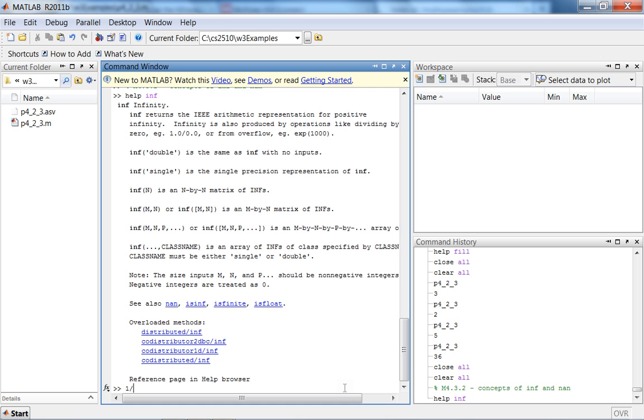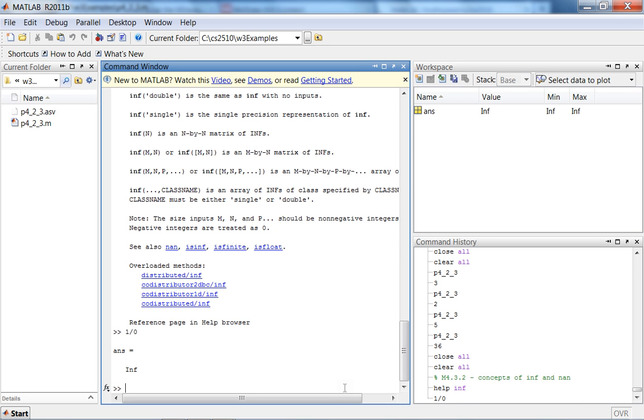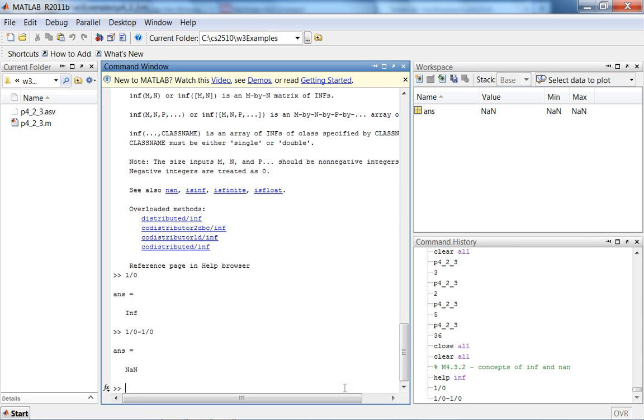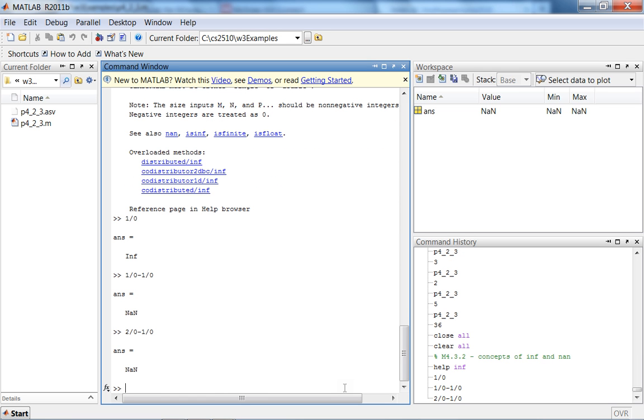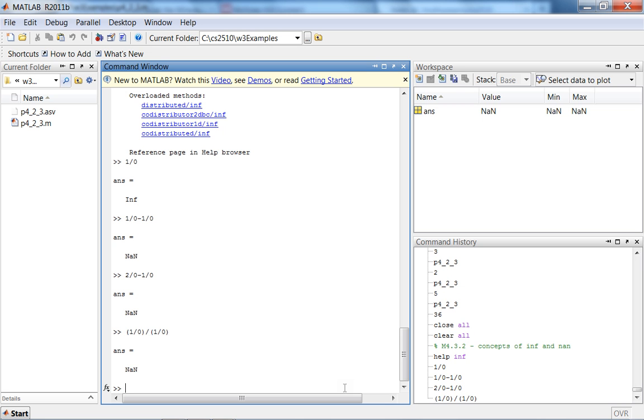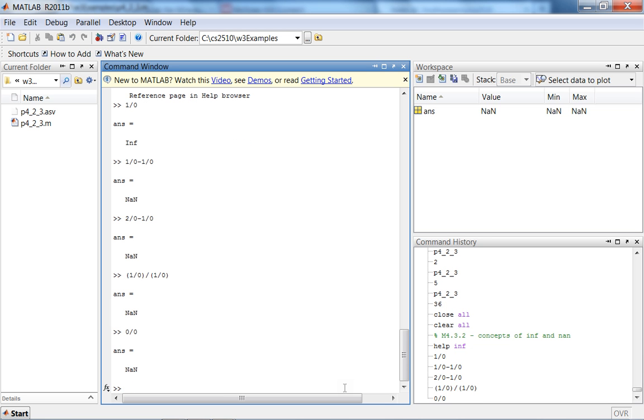But here is 1 over 0. The question asks what happens if I do something like 1 over 0 minus 1 over 0? This is infinity minus infinity, and that's undefined. So that should be NaN. And also something like 2 over 0 minus 1 over 0, that's also NaN. And infinity divided by infinity is also undefined. And as an extra, 0 over 0 should return NaN. Okay, so there it is.